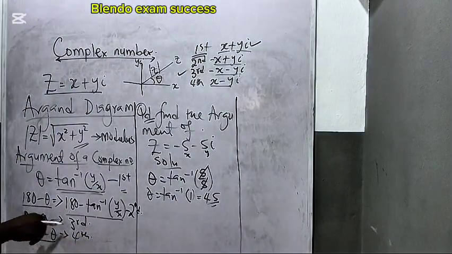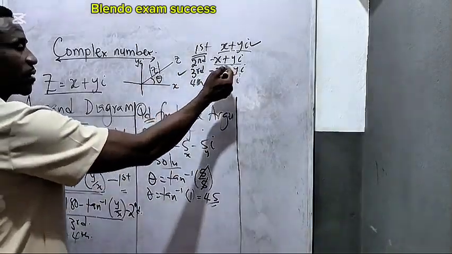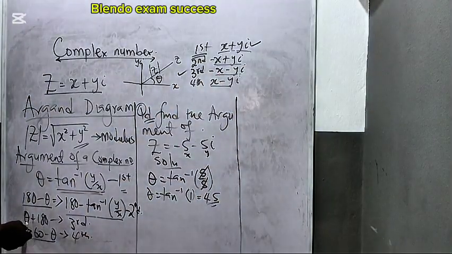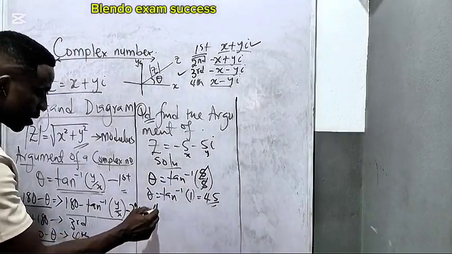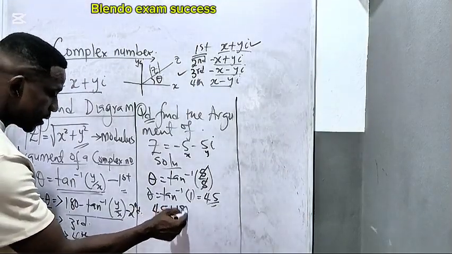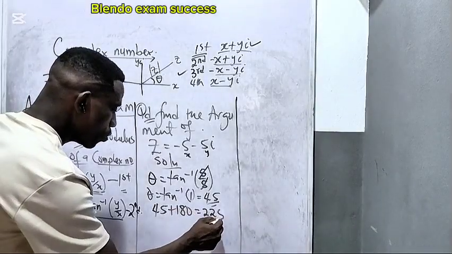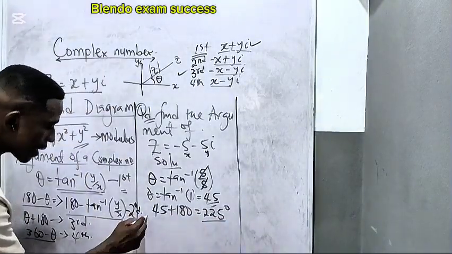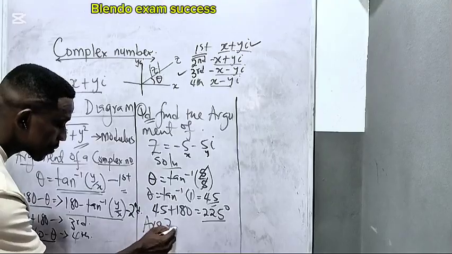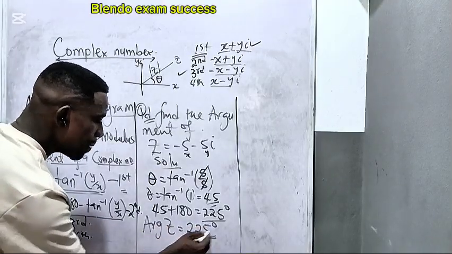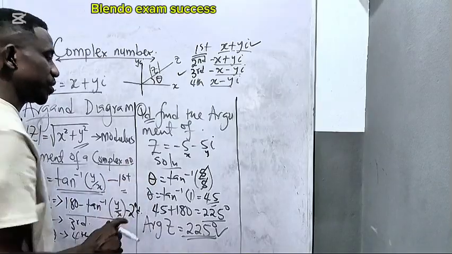Theta plus 180 is third quadrant. Third quadrant is minus x minus yi. So we now use theta plus 180, and theta is now 45. So 45 plus 180, okay? We have 225 degrees. So the argument, therefore, is equal to 225 degrees. So that becomes the answer to this question.